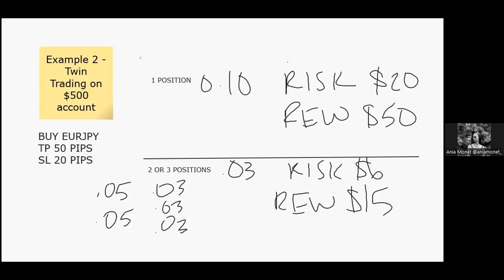But again, this is how it can look. This is how you can spread your risk, right? Instead of putting all your eggs into one basket, you can put your eggs into 3 baskets, or maybe you can put them into 2, right? But that's how a $500 account could look with twin trading. Okay, let's go ahead on to our next example. And now we are moving into retracements and pullbacks.